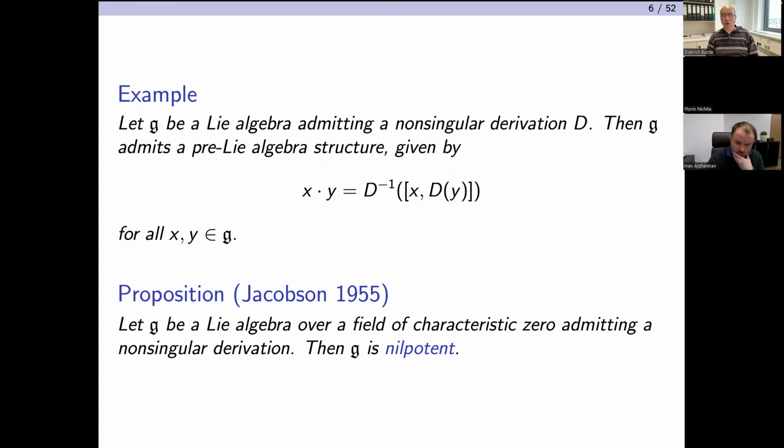And of course, you're wondering, if you're doing algebra and you have arbitrary fields and arbitrary characteristic, what happens if the characteristic is not 0? What kind of restriction do we get from the existence of a non-singular derivation? And that's also quite interesting.